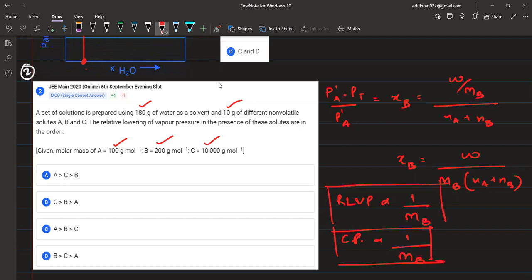To yahan pe bataiye, jiska molar mass sabse kam hai, uska kya hoga? It will have the largest value of relative lowering of vapor pressure, hai na? To yahan pe A ka sabse zyada hai, uske baad B ka, uske baad C ka, right? So A will be greatest, then B and then C. So option kya ho jayega? C option ho jayega.